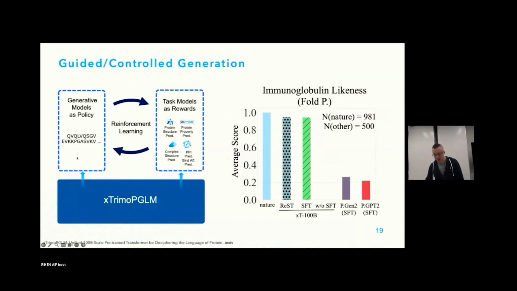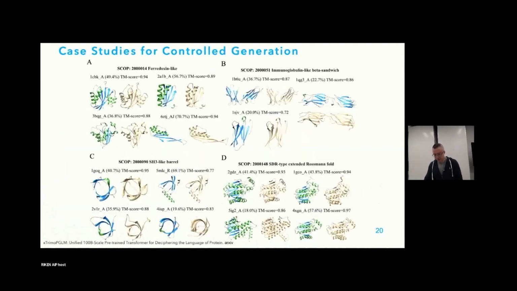You can also have a generative model on the left-hand side. You can use these pre-trained task models or prediction models as reward functions or guiding functions to guide the generation. If you do that, you also find that you can generate protein sequences towards a particular property or class of properties you want. Here are just some examples I'm going to skip.